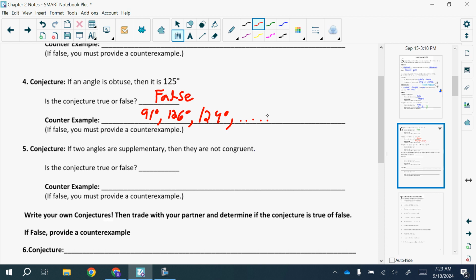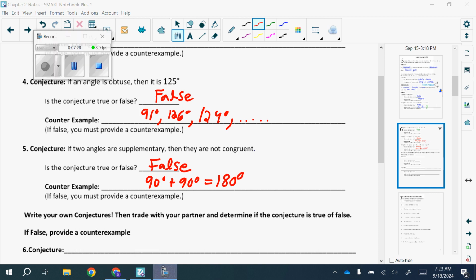5 might be slightly tricky. It says if 2 angles are supplementary, then they are not congruent. So supplementary, again, means 2 angles that add to be 180 degrees. And it's saying that if 2 angles are supplementary, then they are not congruent, meaning they cannot be the same angle. This is false. And there's actually only one counterexample on this one, and that is if both angles are 90 degrees. These are supplementary angles that are congruent. And that is it for this part.